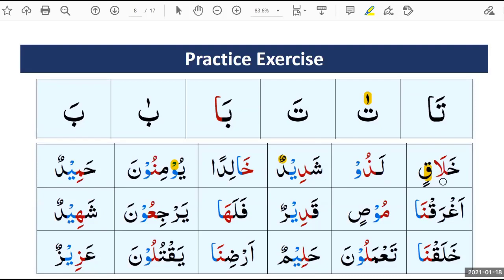Jazakillah. The first thing that I want to mention is the letter Qaf. We have 2 types, a thick one and a thin one, and this one is thick. So we should try to make a thick sound. Okay. Khalaqin.